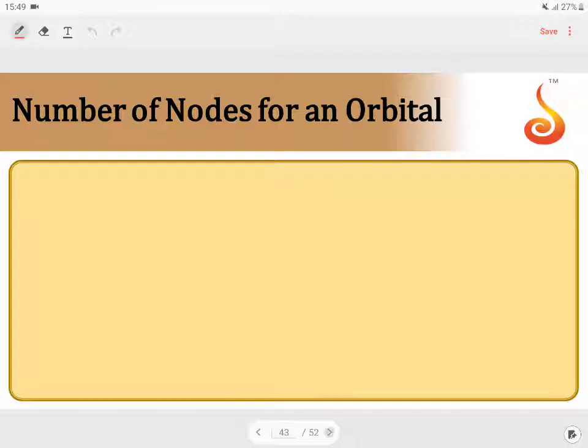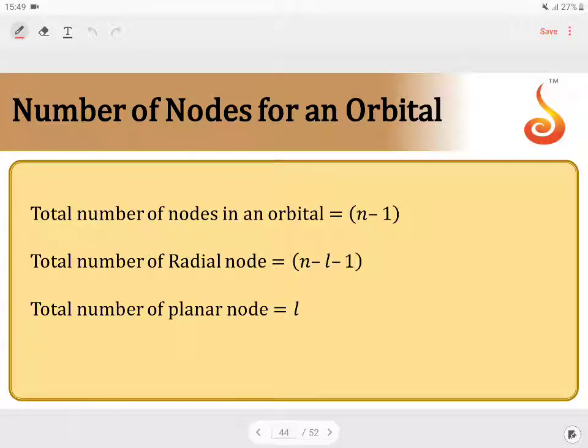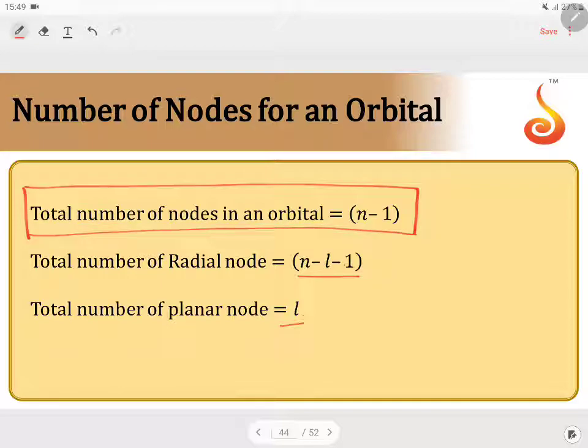Therefore, for a given orbital, you can have two types of node. It is radial node and angular node. How do you calculate the radial node? n minus l minus 1. Then the planar node or the angular node will be l. If you add both of them, the total number of nodes will be equal to n minus 1.